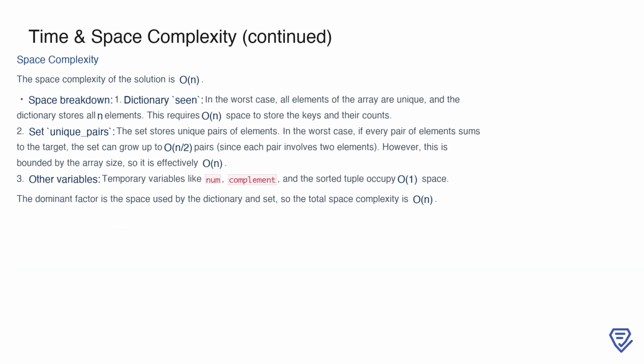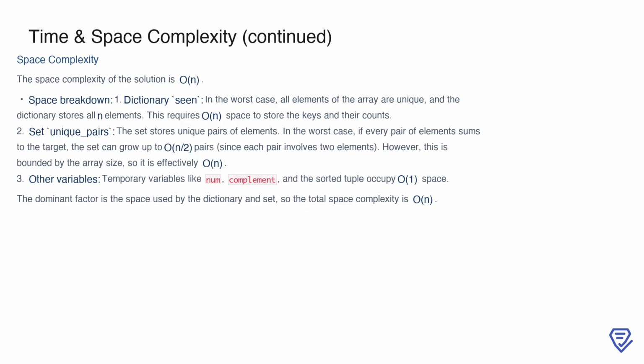Now, let's analyze the space complexity of the solution, which is O(n). Here's the breakdown. The dictionary named seen is used to store the elements we've encountered so far. In the worst case, if all elements in the array are unique, the dictionary will store all n elements, requiring O(n) space. Then, we have the unique_pairs set, which stores distinct pairs of elements that sum to the target. In the worst case, if every pair of elements contributes a valid sum, the set can grow to O(n)/2 pairs. However, since O(n)/2 is still proportional to the array size, its space usage is effectively O(n).